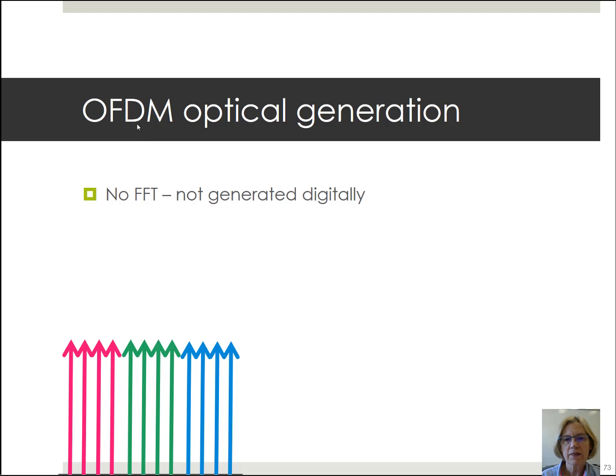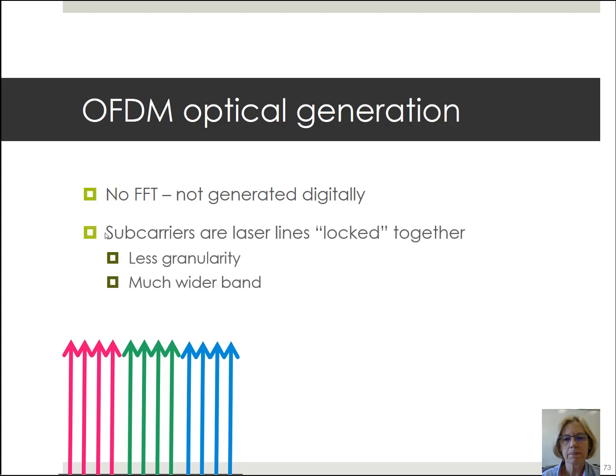So in this optical generation, there's no FFT, so this is not OFDM generated digitally. The subcarriers are laser lines which are locked together. So for instance, here's a collection of 4 subcarriers nominally on one waveband. However, instead of having a single laser at the center of the band, I will have 4 lasers, one for each of the subcarriers.